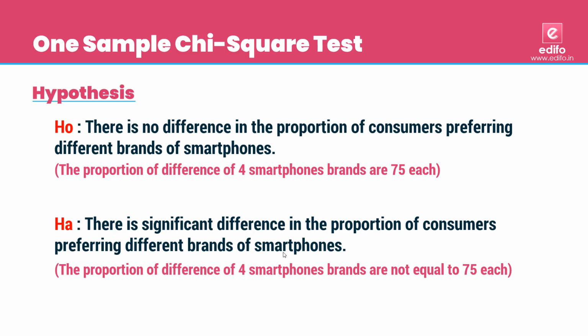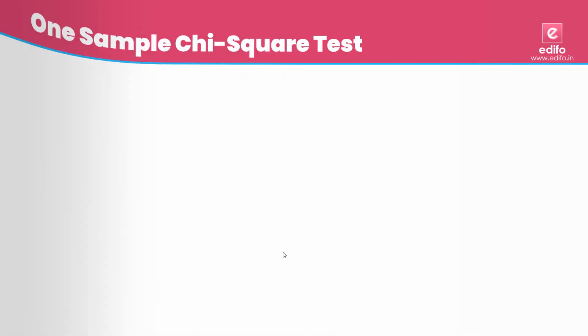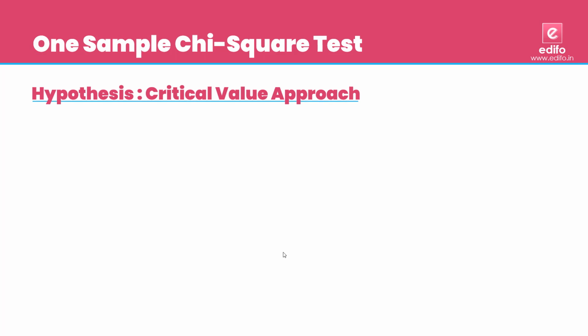We have already seen that there's a difference in our tabulation table. But that difference may be due to chance or random. We need to check whether this difference is significant or not. For this, we are going to check using the critical value method. In this approach, we are comparing test statistics and critical value. The test statistic means the chi-square test result.